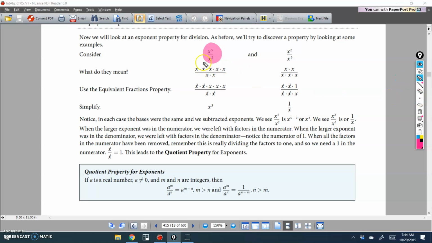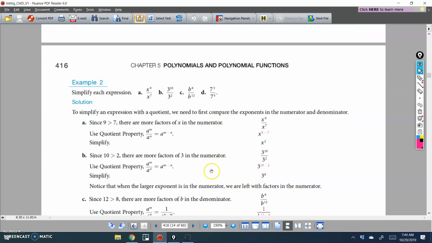Well, x to the 5th means there's 5 copies of x. X squared means there's 2 copies of x. We can cancel the 2 copies up top with the 2 copies down below. So that's x cubed. So the rule is when we have like bases, we subtract the exponents, and it's numerator minus denominator. If we have a to the m over a to the n, it's a to the m minus n. So when you have bases as a quotient, we subtract the exponents, numerator minus denominator. Alright, let's look at some examples.